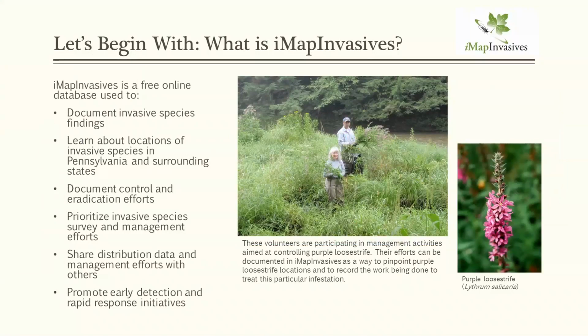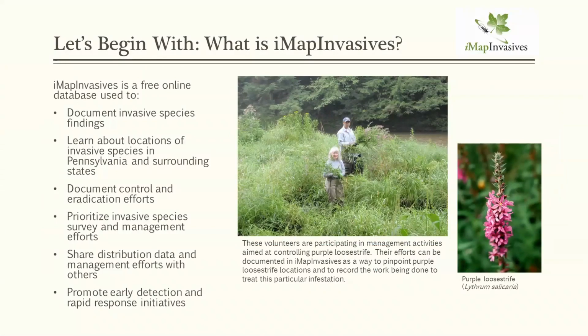iMap is a free online database that anyone can use, and it's used to do various things. One of the things that it's mostly known for is to be able to document where you're finding invasive species in Pennsylvania. You can also learn about locations of invasive species that are not only in Pennsylvania, but also in states around us, as well as in the rest of the nation. You can use it to document where you're doing control and eradication efforts.